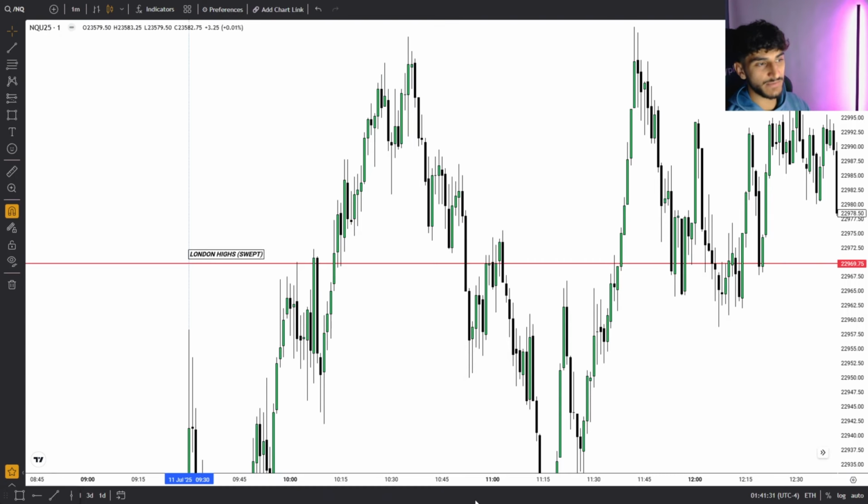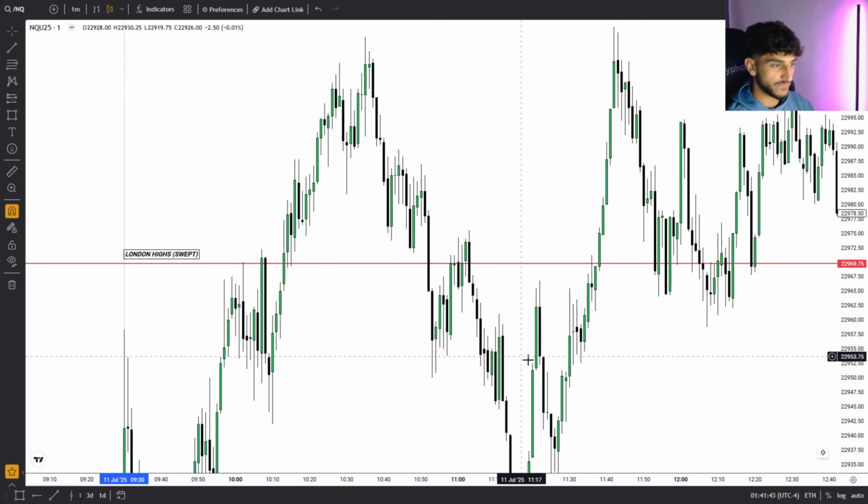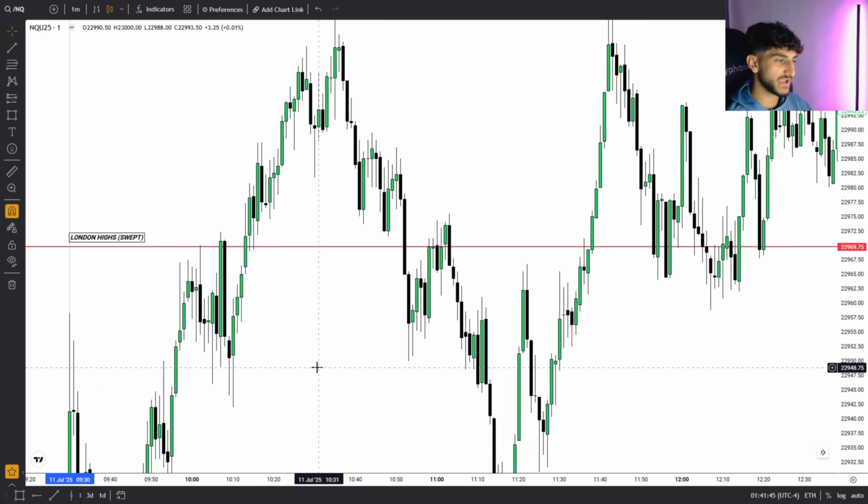All right, so here's an example of the ICT silver bullet model. Let's run down this model from A to Z, and I'll be showing you guys where I'm going to be entering, where my stop loss is going to be, and where I'm going to be taking profits, and so forth. The first thing we want to see on our checklist is a sweep of liquidity. In this case, we get a sweep of liquidity of London highs. So buy side liquidity got swept at 10:07.